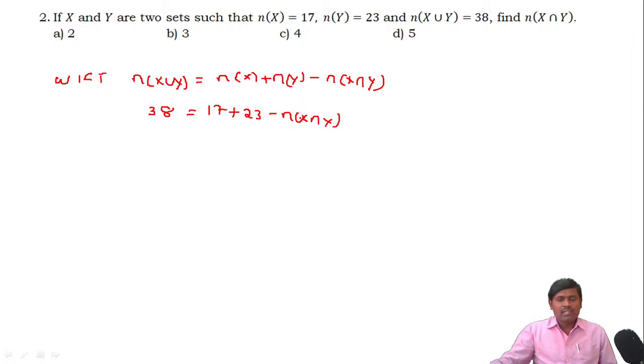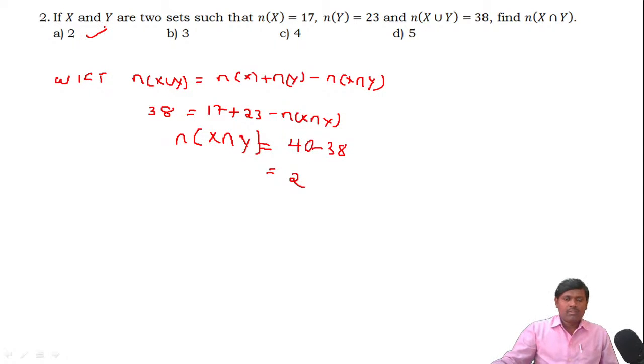So we need to calculate this one. Therefore take it to this side, n of X intersection Y is equal to 40 minus 38, which is equal to 2. Therefore option A is the right answer. Okay, got it. So n of X intersection Y is 2.